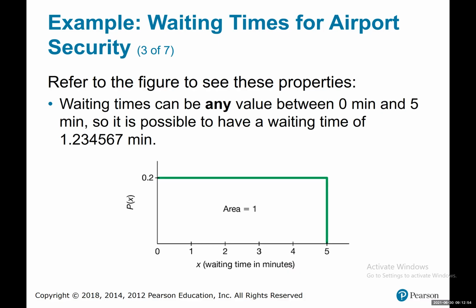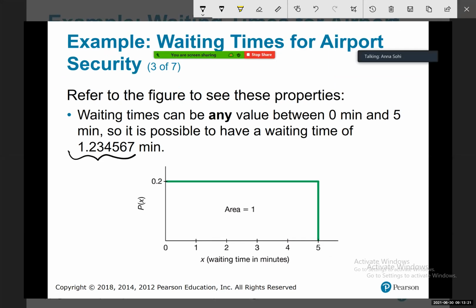This is a continuous variable. Time, weight, height, distance, any measurement basically is a continuous variable. That's why you could have 1.23456 minutes. It's not exactly countable. As you see, this is one out of infinitely many possible numbers between 0 to 5. So that's why this is continuous.